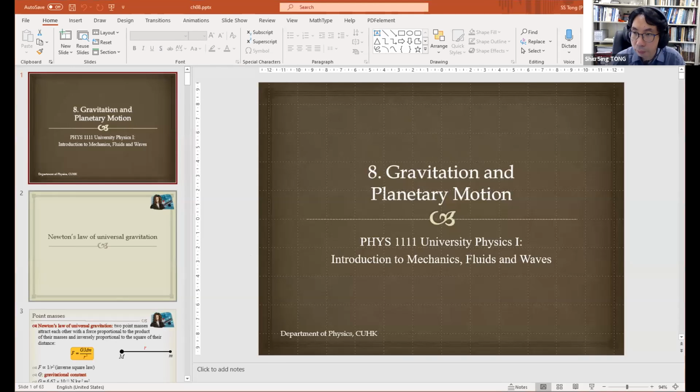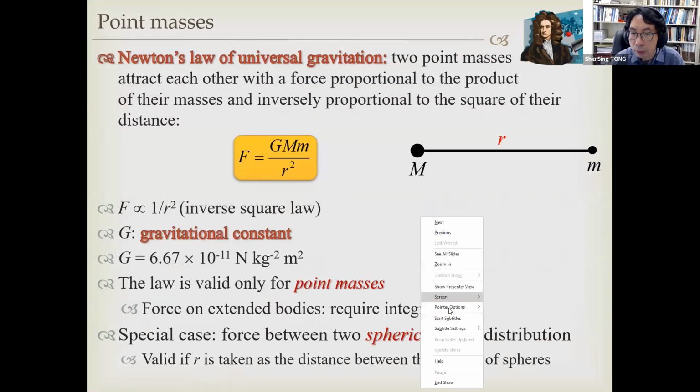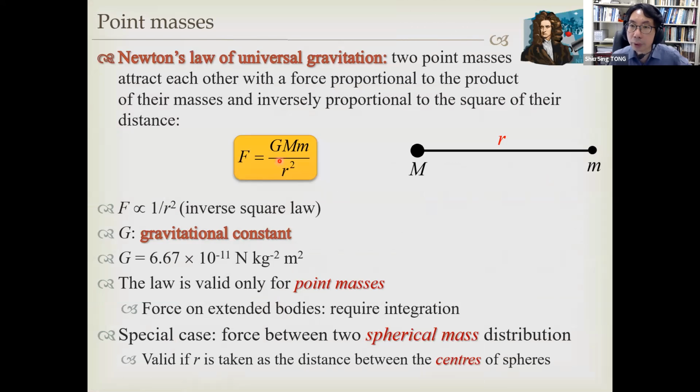First, we would like to know the form of Newton's universal law of gravitation. It says that two masses, we should emphasize that these are two point masses. Newton didn't say anything about extended bodies. For an extended body, you have to do integration. So to have a good beginning, we start with point mass. For two point masses, that is, the size is negligible compared with the distance, they attract each other with a force that is proportional to the masses and is inversely proportional to the square of the distance.